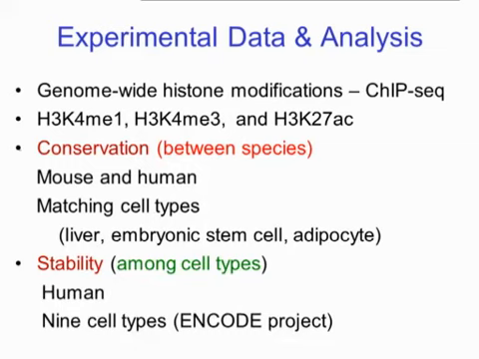And we use the term stability: if a modification is observed in different kinds of tissues, we say that's stability. Stability data are mainly available now in human, because of the ENCODE project, which used 9 cell lines, cell types.